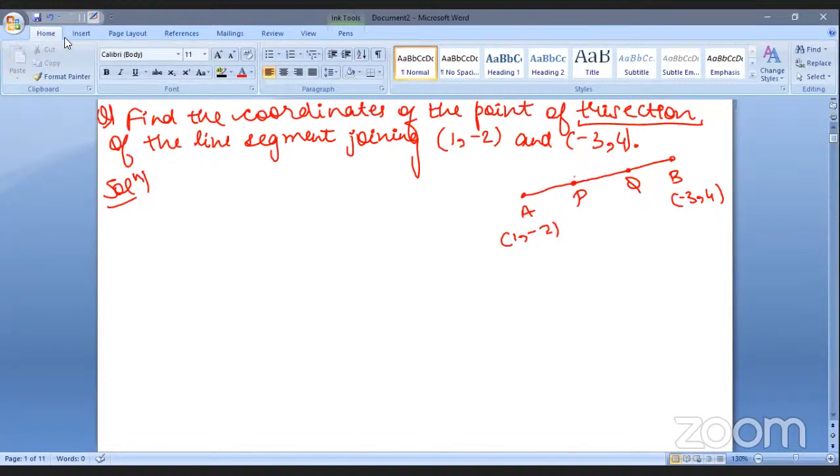Ma'am, I got the answer. Can I tell? Okay, tell. Let us take P as x1 comma y1. So x1 comma y1 is minus 1 by 3 comma 0, and x2 comma y2 for Q will be minus 5 by 3 comma 2. Okay, very good. Great. Very nice.